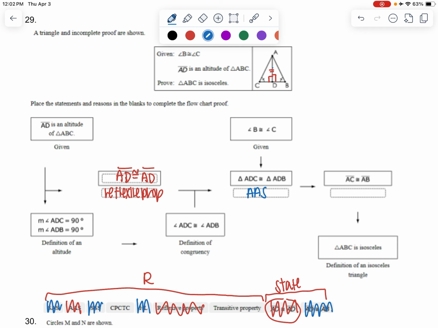Okay, AC is congruent to AB, so these 2 sides appear congruent. Okay, well, I'm between the transitive property and CPCTC. It is going to be CPCTC because I've already proven the triangles are congruent, so their parts are congruent.